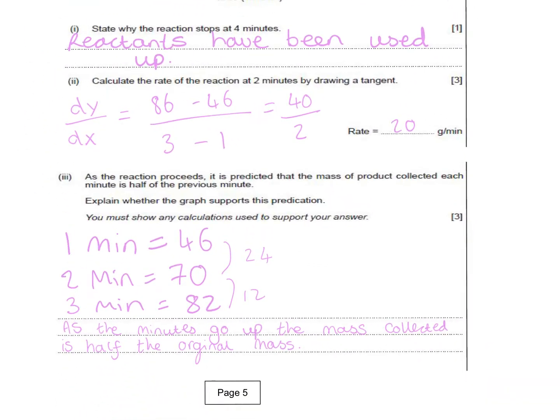As the reaction proceeds, it's predicted the mass of the products collected each minute is half the previous minute. Explain whether the graph supports this prediction. At 1 minute it's 46, at 2 minutes it's 70, at 3 minutes it's 82. So that's 24. The difference between that is 12, sorry. The next one then would be 6. So as the minutes go up, the mass collected is half the original mass in terms of the difference in mass. Okay, it's not actually in terms of the collection of mass.